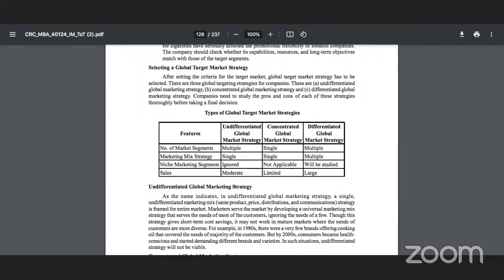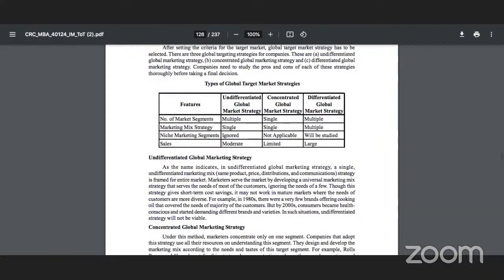In terms of the marketing mix strategy, in an undifferentiated global market strategy, a company will have only one single marketing mix strategy. The same goes for concentrated. However, when a company enters into a differentiated global market strategy, the very word differentiated indicates that the company will use multiple marketing mix strategies to focus on that particular market.